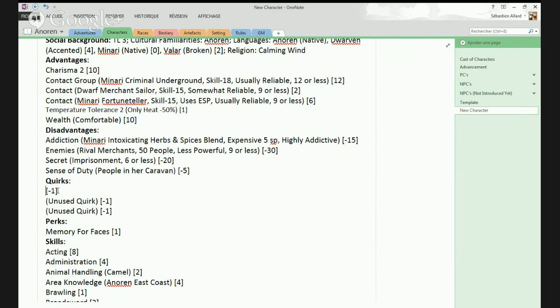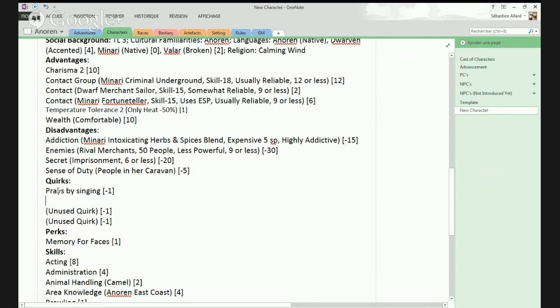Okay, I see. I'm gonna merge the 2 ideas together. She likes to pray by singing. So she prays by singing. When she wants to pray, she will sing. And that's her way of meditating or practicing the Calming Wind religion. She will give everyone a nickname. Everyone she meets gets a nickname.